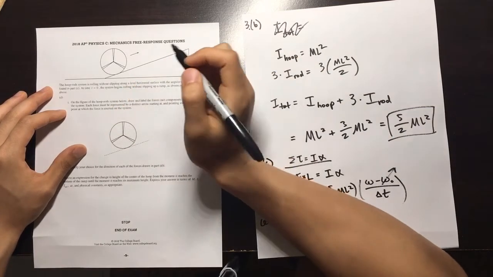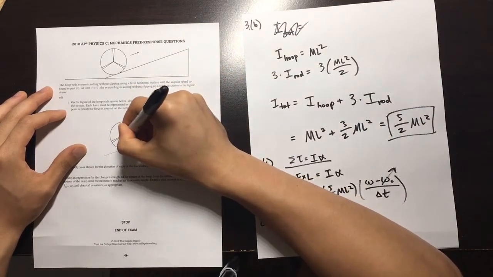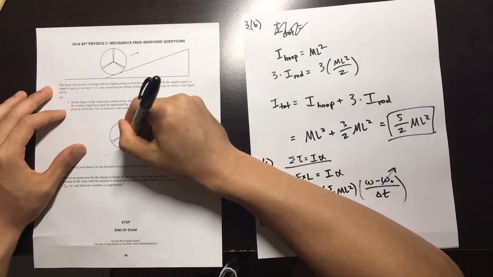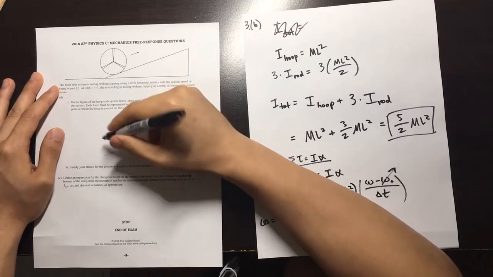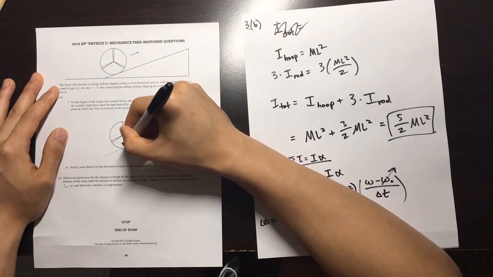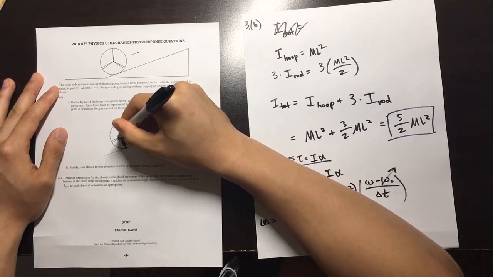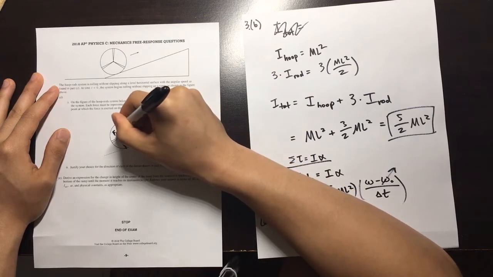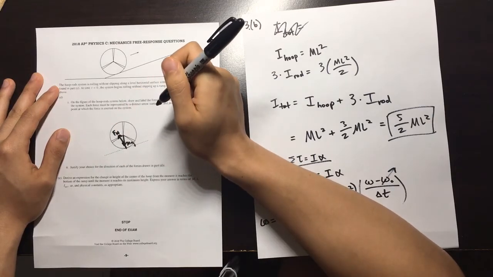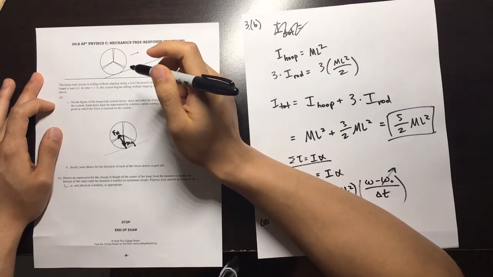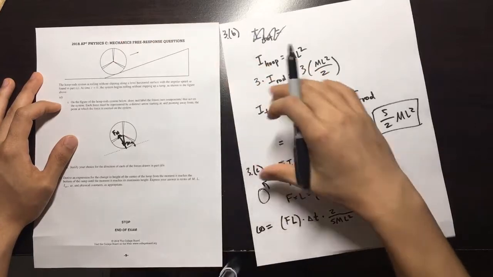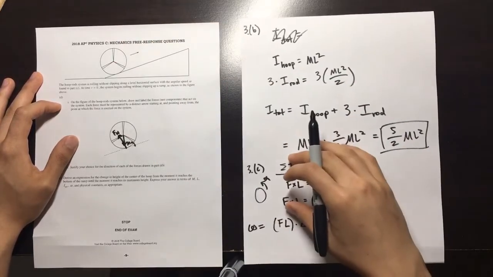Well, we know there's an mg right there, mg, and then there's a normal force exerted on the system from the table. So write F sub n, and then there's a force of friction that's causing the system to not roll or to not slip on the ramp.